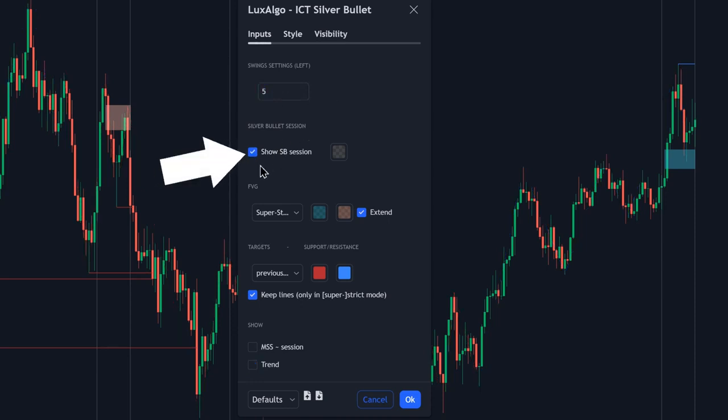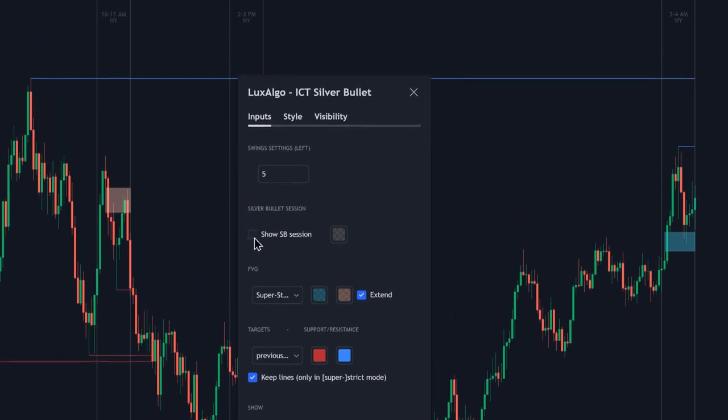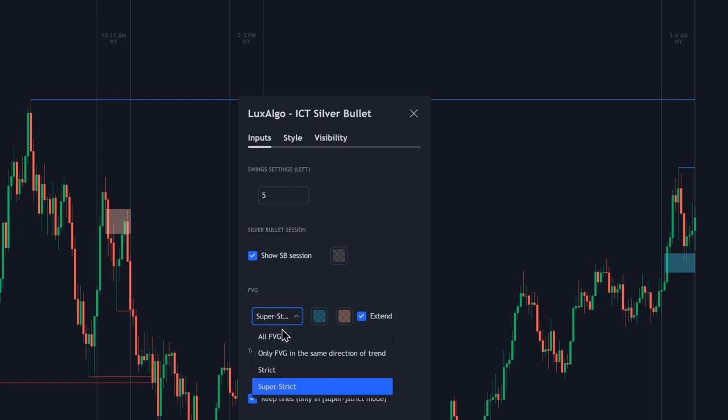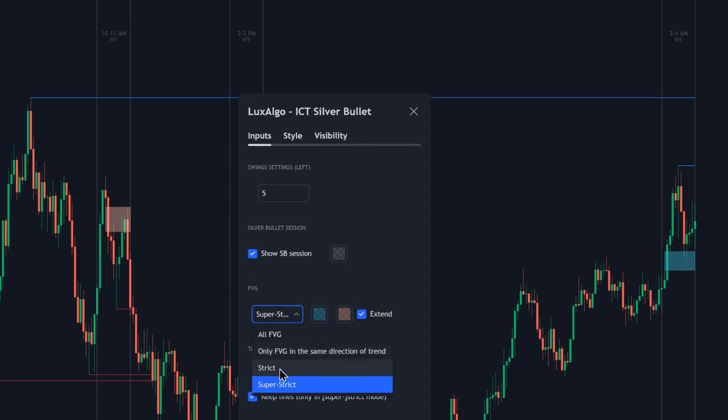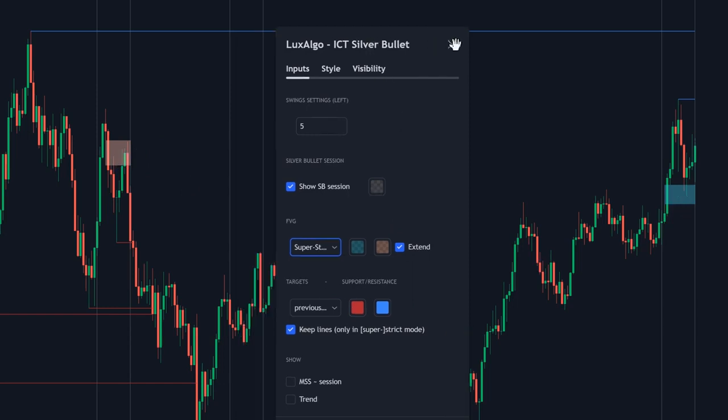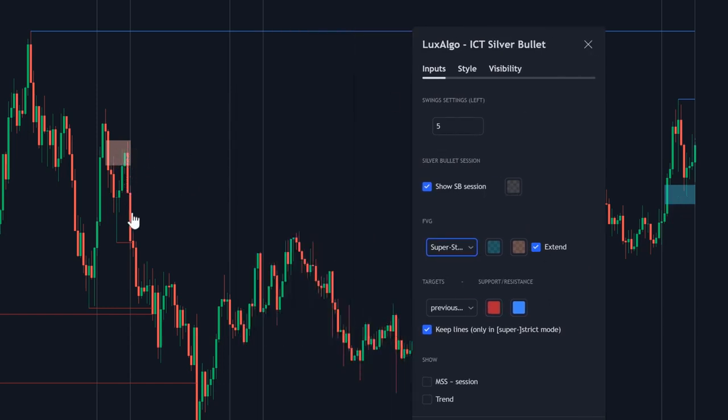And then this option is going to allow you to show or hide the silver bullet sessions. And then here you can choose to select either showing all FVGs or only FVGs in the same direction of the trend. You could restrict it even more, but for this video, I'm going to stick with super strict. This is going to filter out the majority of the FVGs using some specific criteria and only produce FVGs that have a higher chance of producing profitable trades.